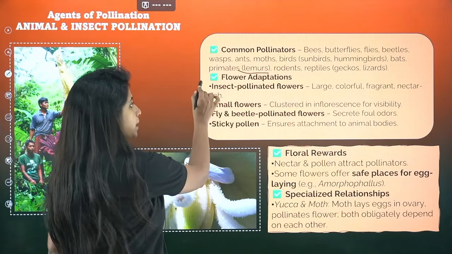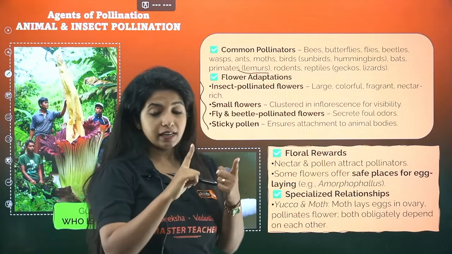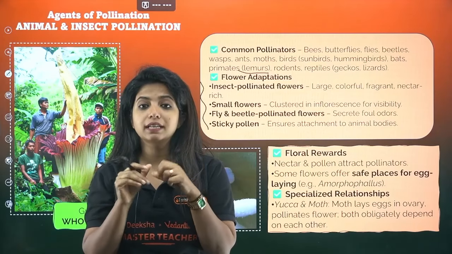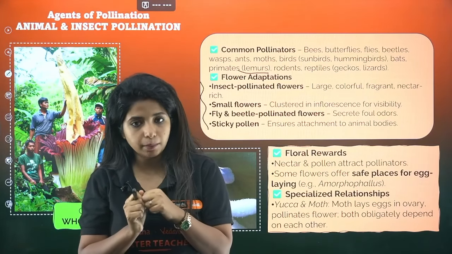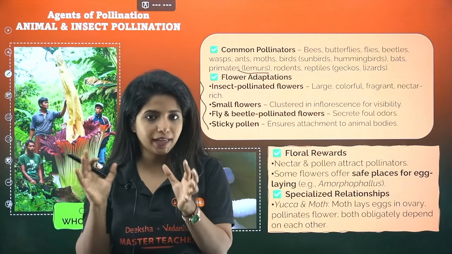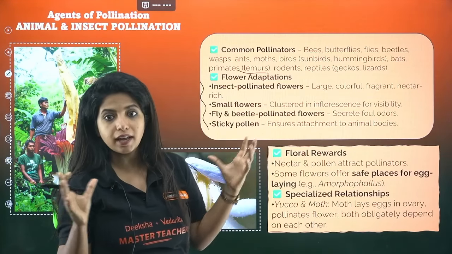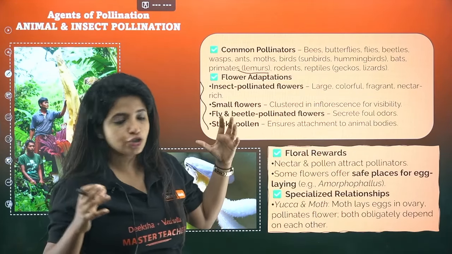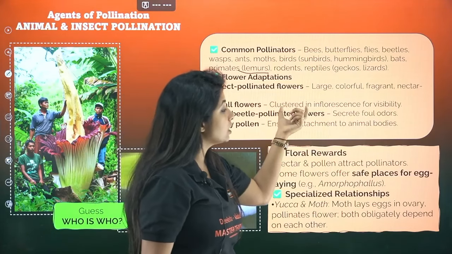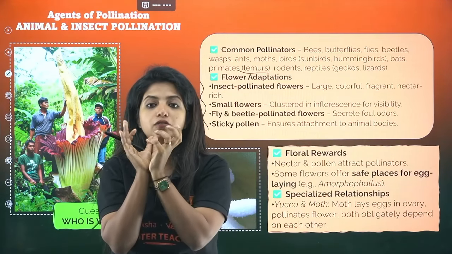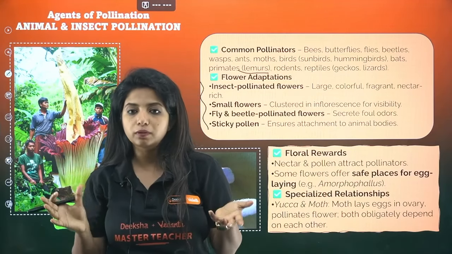So the flower adaptations are that they are large and colorful in nature so that the animals or basically the insects can easily spot them. Insects cannot see all colors, but yes, they can see certain things out there. Which is why they need to be colorful, fragrant and very large. Small flowers are clustered in an inflorescence for visibility. Small flowers will be there, but they are clustered together to form an inflorescence just to be visible.